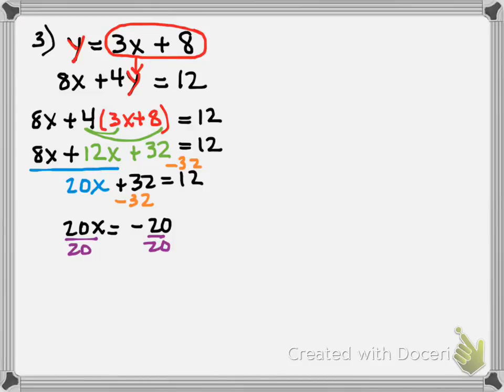on both sides. 1. Not 1. Negative 1. Signs are different, so I get negative 1. So that is half of my solution. So the x-coordinate is negative 1.